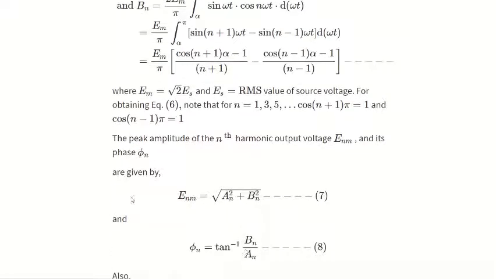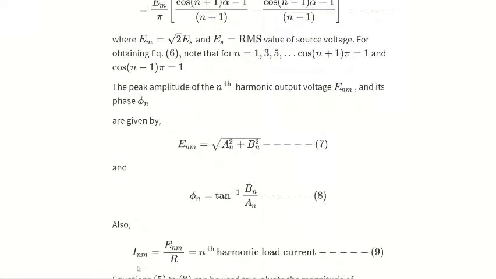Which are given by Enm is equal to under the root An square plus Bn square, and phi, the phase angle, is given by tan inverse Bn by An. I hope you know all these components there. Okay, so the current Inm, that is the nth harmonic component of the current, obviously can be given by Enm by R, which is the nth harmonic load current. Okay, so that is about single phase bidirectional controller with resistive load.